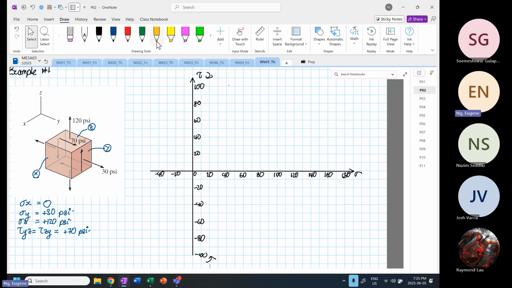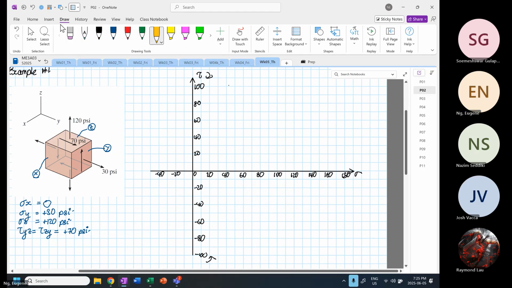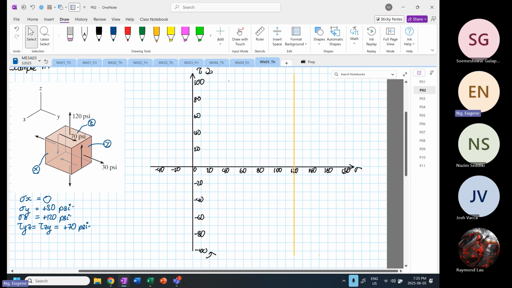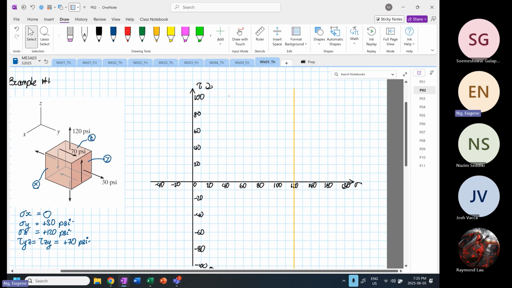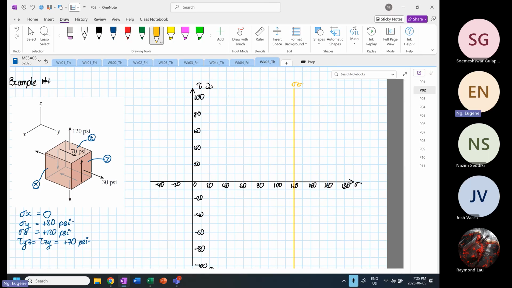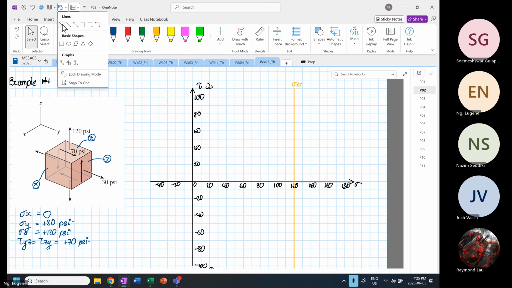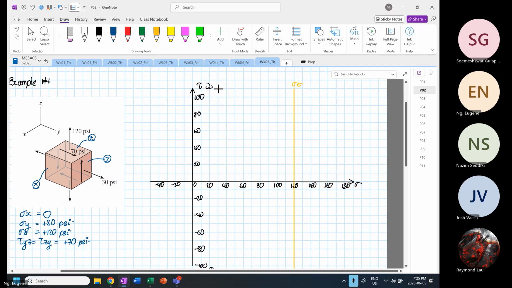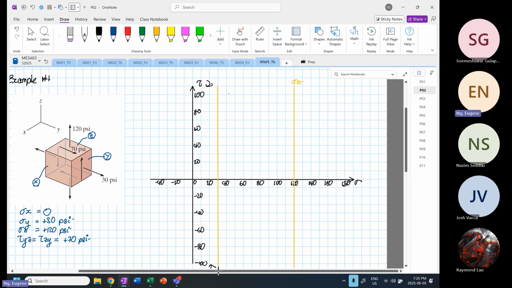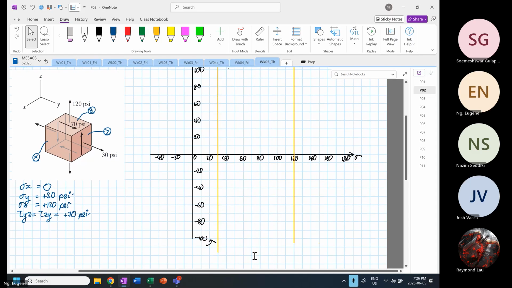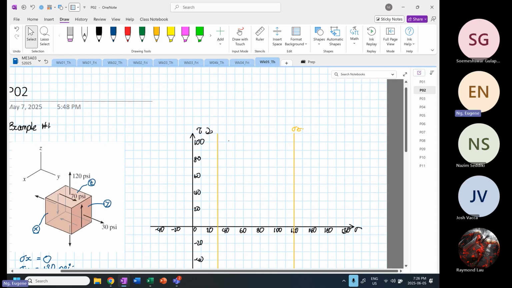So we have a normal stress at 120, right? So this is your stress Z line. Then you have a 30. So this is where our 30 is. Stress Y line. And then we have a stress Z line, stress X line, I do apologize. Okay. And over here, we have our stress X.